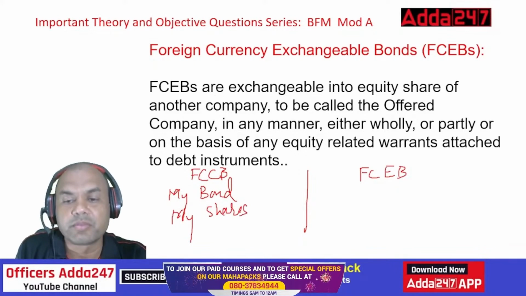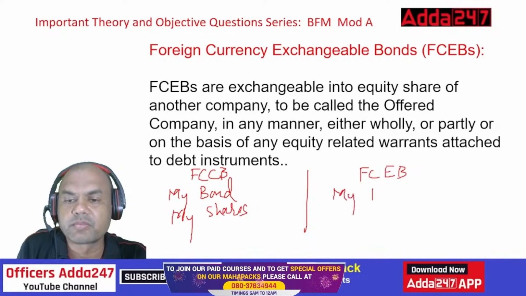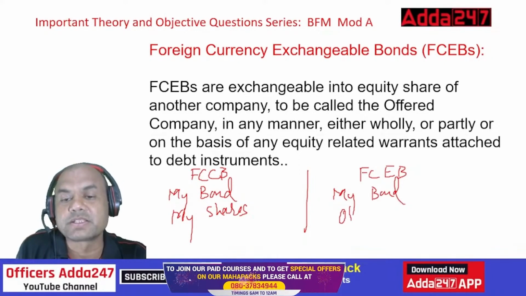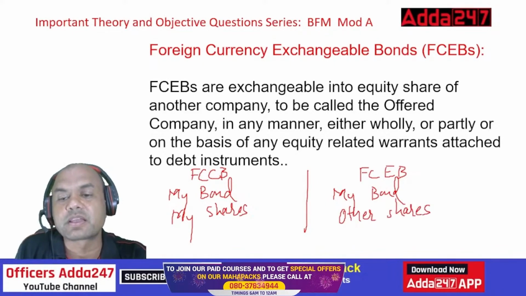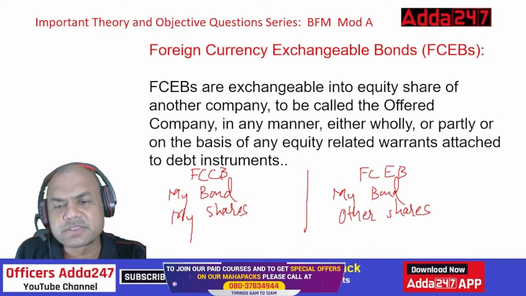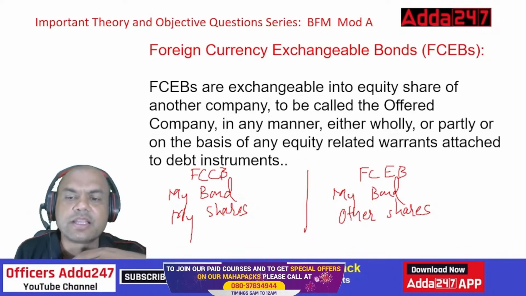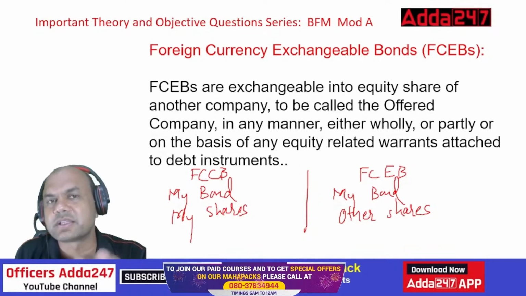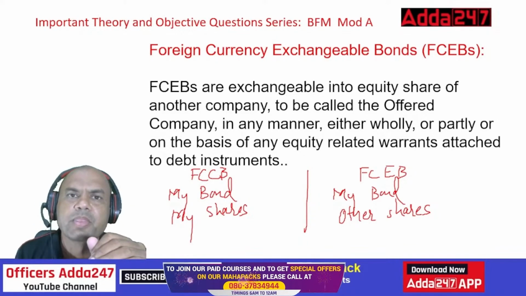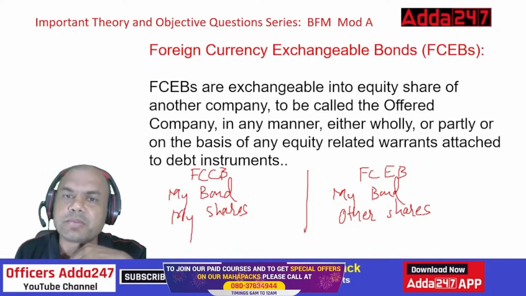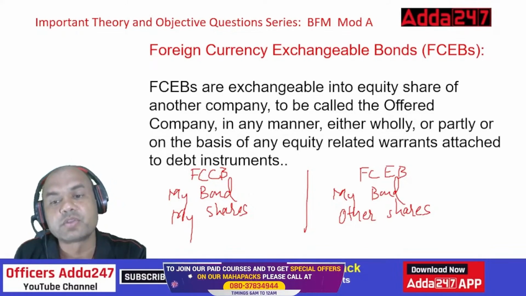FCEB means what? My bond, other shares. Other shares means other company shares. This is generally the sister concern of my company. Suppose I am Reliance, then under FCEB, what will I tell that customer? That on maturity, or in between also if you want, as per the terms, I'll give you the shares of not my company Reliance, but of my subsidiary company. This is the other company, so I'll give you the shares of that.